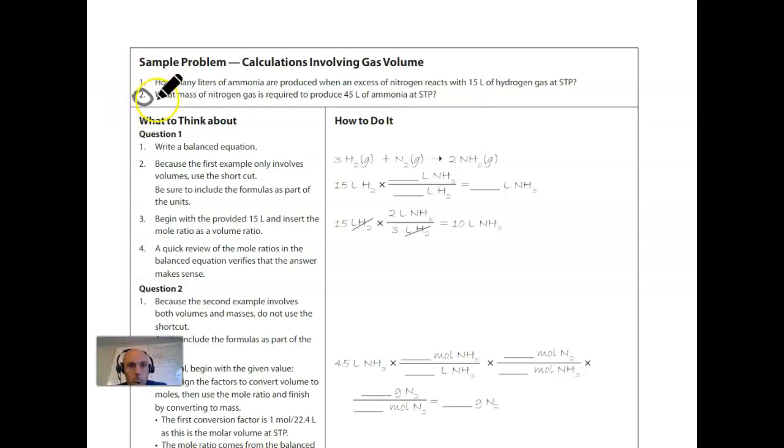It's asking us what mass of nitrogen gas is required to produce 45 liters of ammonia at STP. So we're starting with 45 liters of ammonia at STP, and we're going to mass. This is a volume to mass problem. When we start with a volume, if it's at STP, we use 22.4 to convert to moles. So we see down at the bottom that the first step, instead of using molar mass, because we're starting with a volume, is to use 22.4. That's converting volume to moles.